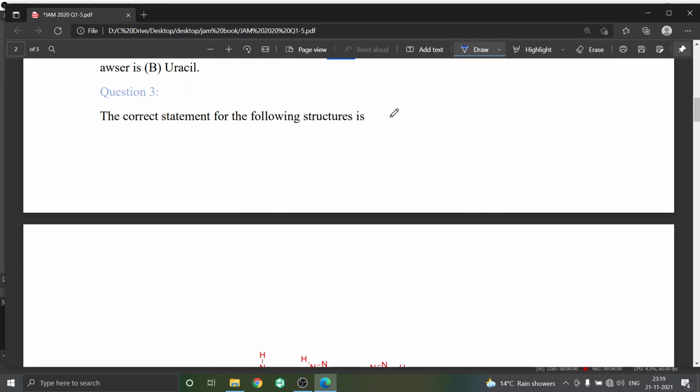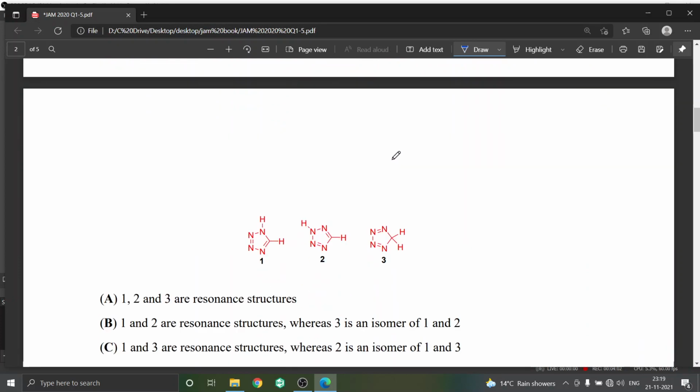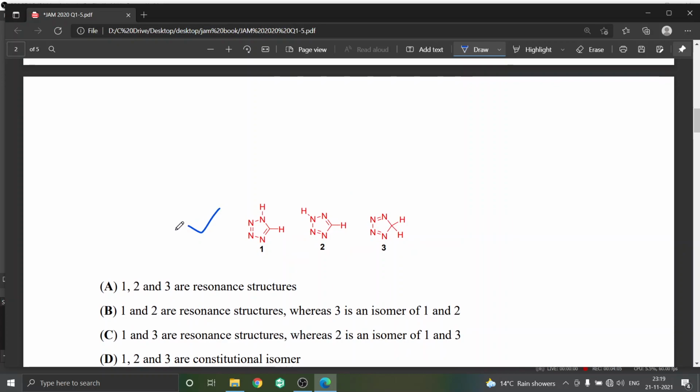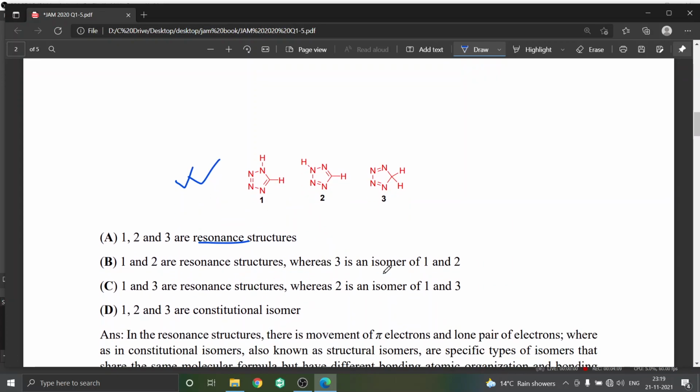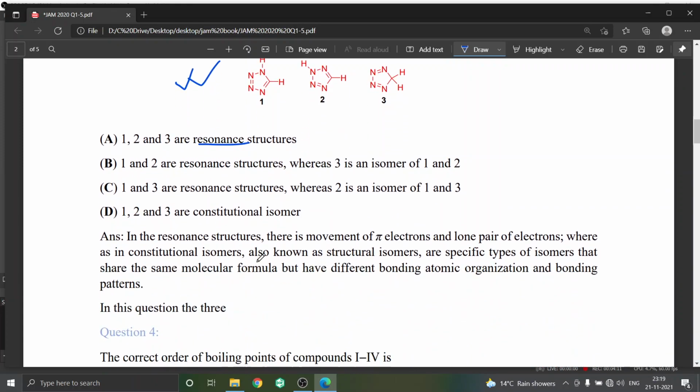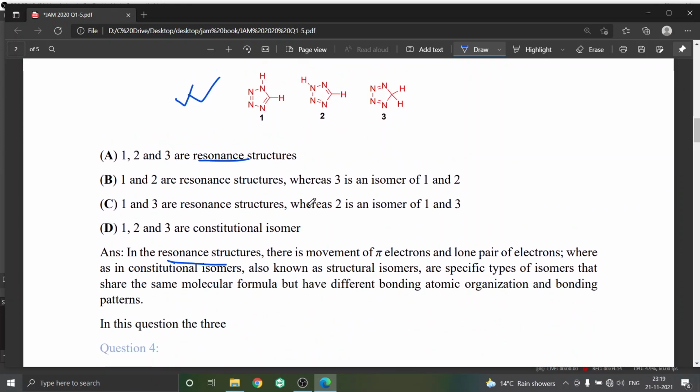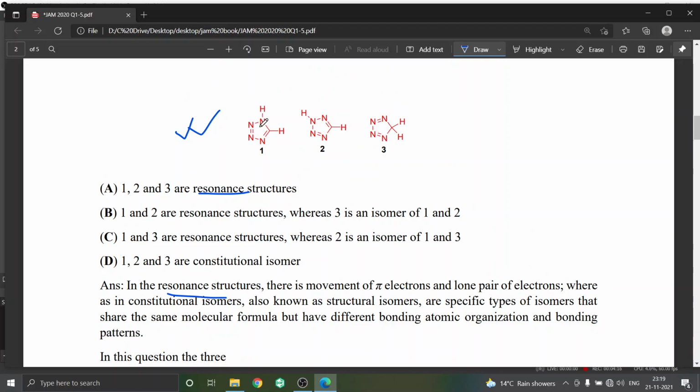The next question, the correct statement for the following structure is. So you are having these three molecules and they are asking, are they resonance structures, or are some of them isomers, or what is it. So first let's understand the resonance structure. What happens is pi electrons and lone pair move. Here the molecule is neutral. If at all something moves, you should be getting some negative charge on one of the nitrogens and positive charge on one of the nitrogens. Those would have been minor contributors, but these are all the resonance structures possible.